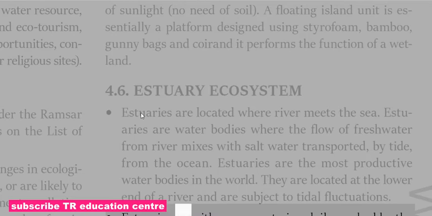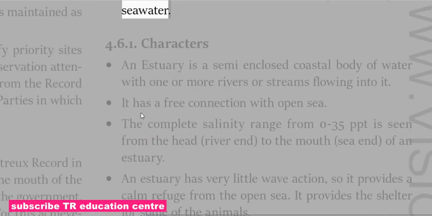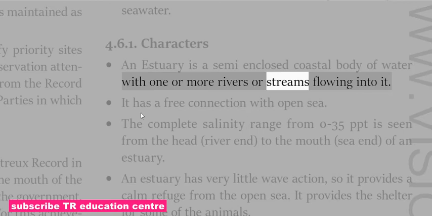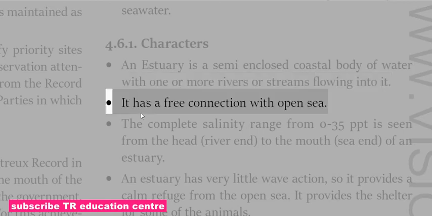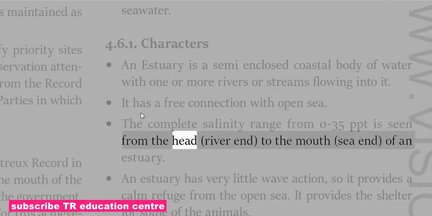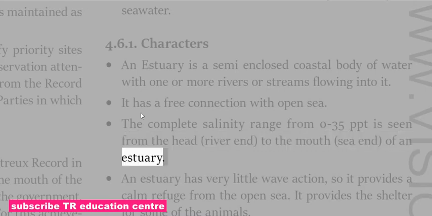Estuaries are either once or twice daily washed by the sea water. An estuary is a semi-enclosed coastal body of water with one or more rivers or streams flowing into it. It has a free connection with open sea. The complete salinity range from 0 to 35 ppt is seen from the head, river end, to the mouth, sea end, of an estuary.